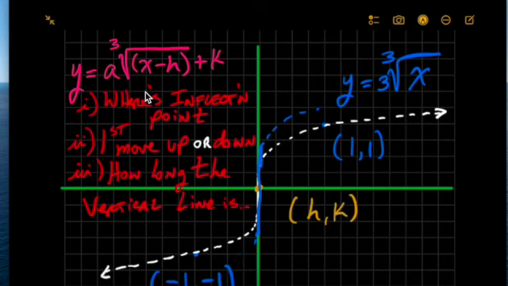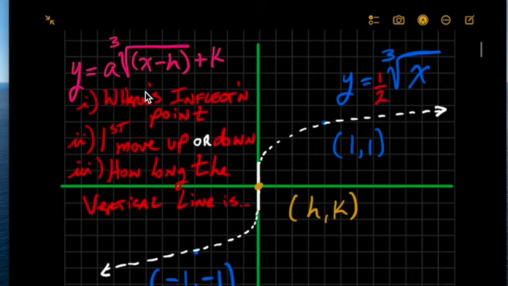Similarly, if one were to put an a value that was a fraction in front of the equation, so rather than a 3, if we change that, say, to a 1/2, like so, the length of this vertical segment would shorten. So using these 3 characteristics, where is the location of the inflection point, whether that first move is up or down, and how long that vertical segment is, gleaning that information from this equation will allow you to get the intuition on the graph and provide a fairly accurate sketch.